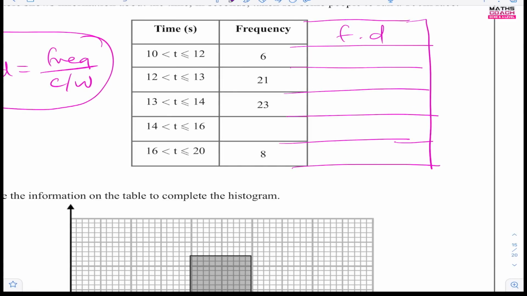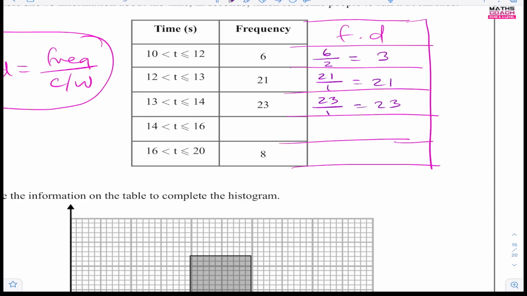So zoom back in. For our first interval, 10 to 12, our frequency is 6. So it's going to be 6 divided by the class width, which is 2. 10 to 12 is 2. And that gives me 3. So the frequency density is 3. The next one is going to be 21 divided by the class width, which is 1. So that's going to be just 21. Third one is going to be 23 divided by the class width, which is 1 again. So it's going to be 23.